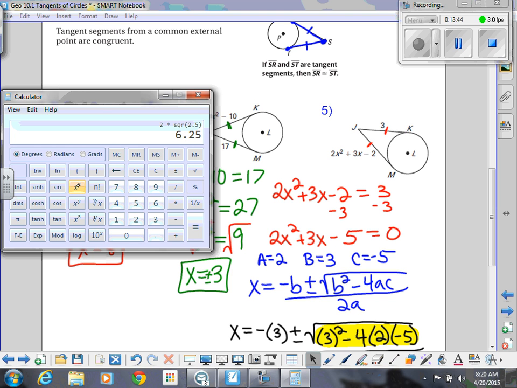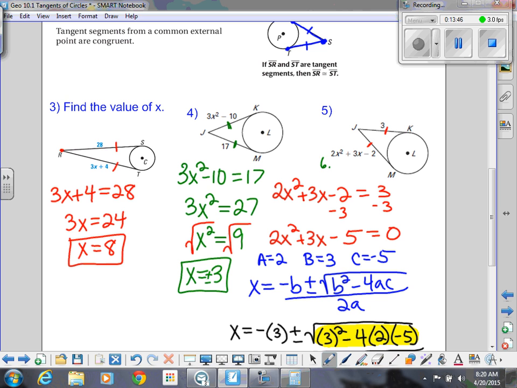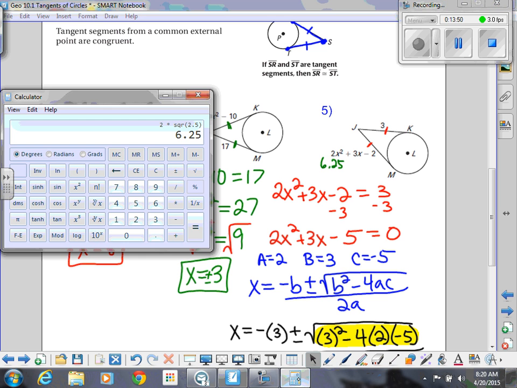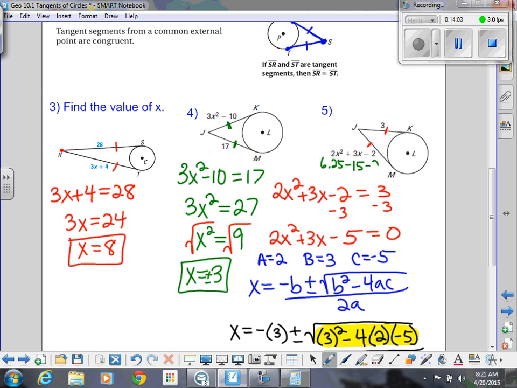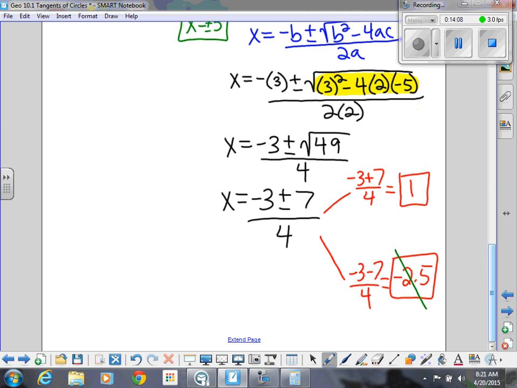So I'm going to have 6.25 here. And then if I do 3 times 2.5, and that's a negative, then that's going to give me negative 15. Ooh, yeah, that won't give me a positive answer. If I add all those together, that'll give me a negative. So we don't want to have that negative right there.